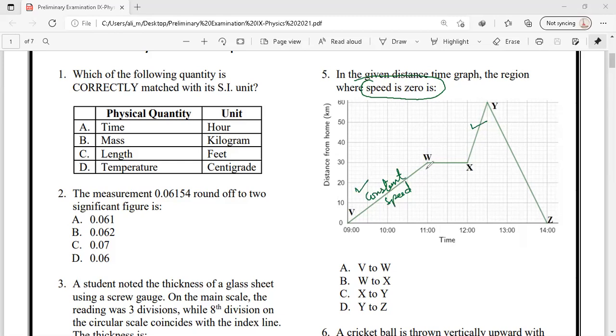The region from W to X, in which the body has covered no distance in 1 hour, it means the body is at rest. So the horizontal line or the line parallel to the time axis in a distance time graph shows that the body is in the state of rest. So W to X is the correct answer, that is option B.